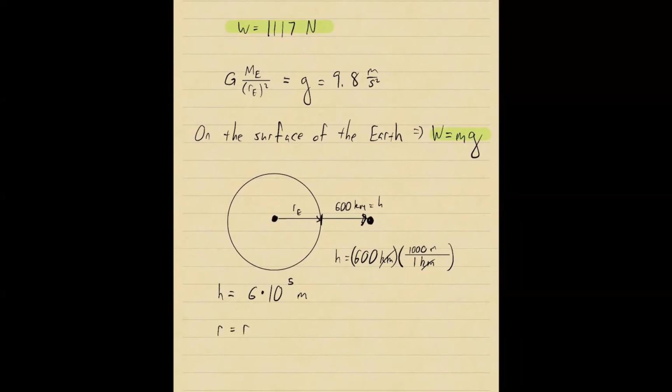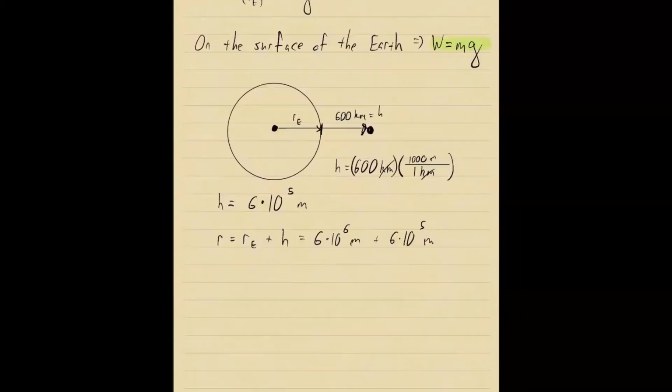So the total distance we're away from the Earth, the r that we're putting in, is going to be the distance between the center of the Earth and the surface, the radius R_E, plus the distance we are away from the surface, if that makes any sense. That's 6 times 10 to the 6 meters plus the height above the Earth, 6 times 10 to the 5 meters. So this is a radius of 6.6 times 10 to the 6 meters. That's what we're going to put in.